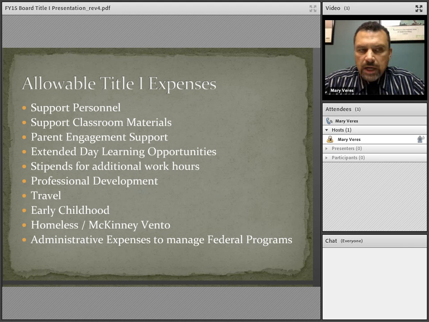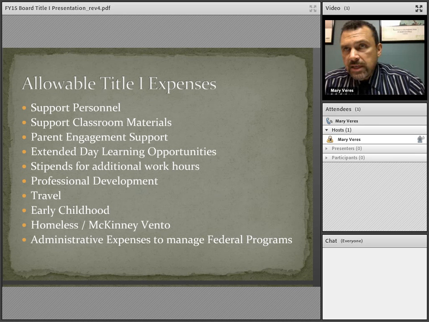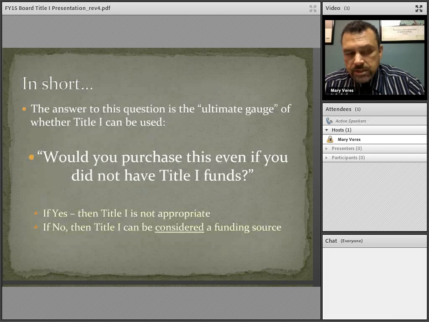So what are the allowable Title I expenses? Well, of course, personnel. Close to 90% of all Title I money is spent on personnel, whether that's at the district level, but primarily at the site level. Classroom materials, parent engagement, which is one of the major areas of Title I, extended day, such as after-school programs, before-school programs, Saturday programs, stipends for teachers that work additional hours or that are working on professional development. Of course, professional development, travel. Another mandate is the homeless, or the McKinney-Vento program, and then all those administrative expenses that I mentioned in order to manage this.